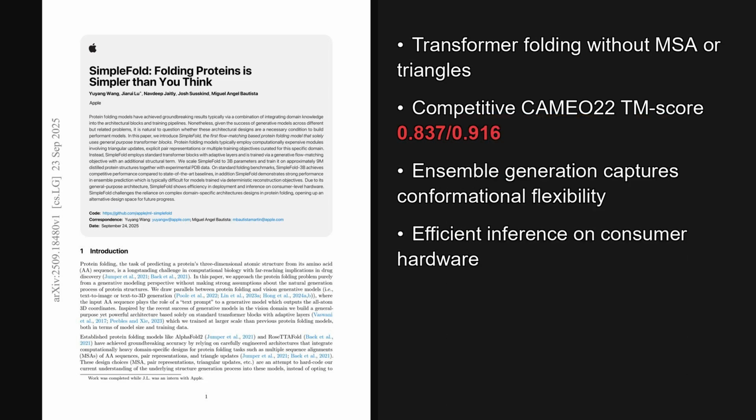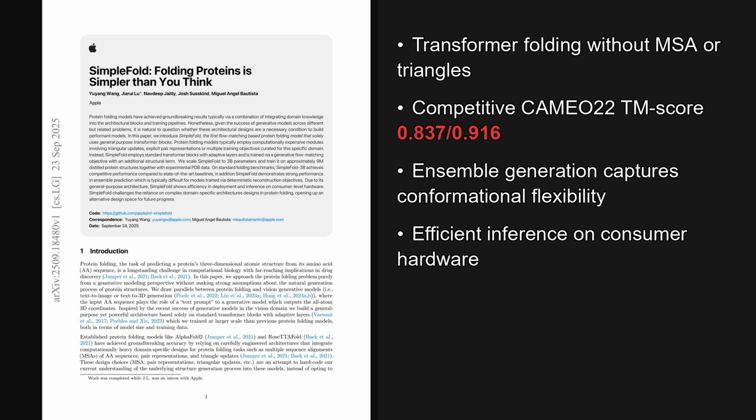I'm Alex. Today we're looking at a paper from the Hugging Face trending list published on September 23, 2025, just yesterday. The striking result is a simple, flow-matching transformer that folds proteins competitively without multiple sequence alignments or triangle updates, reaching TM score 0.837 mean and 0.916 median on Cameo 22. The paper is titled, SimpleFold, Folding Proteins is Simpler Than You Think. And as we'll see later, the implications for model design are quite significant.